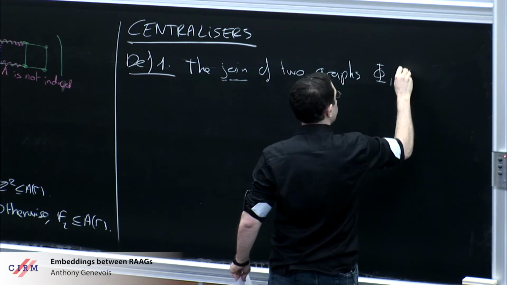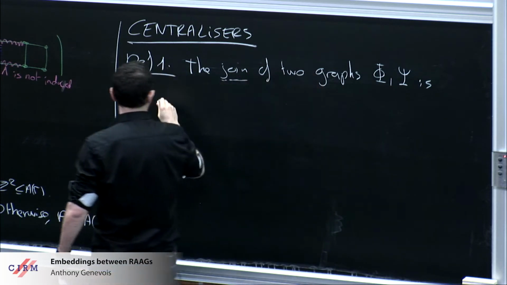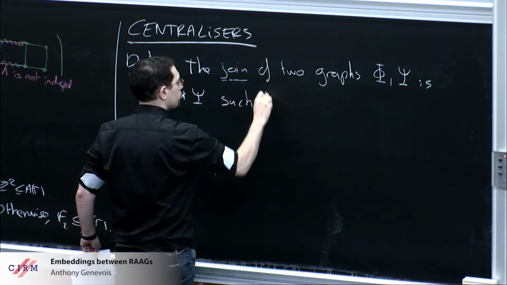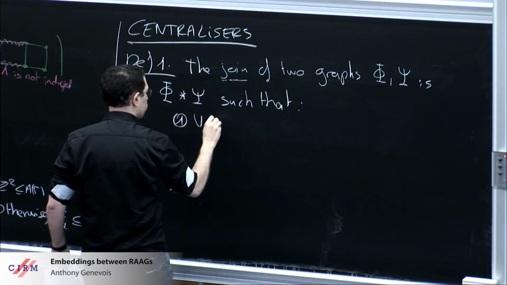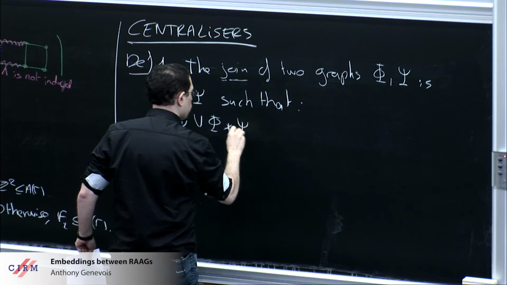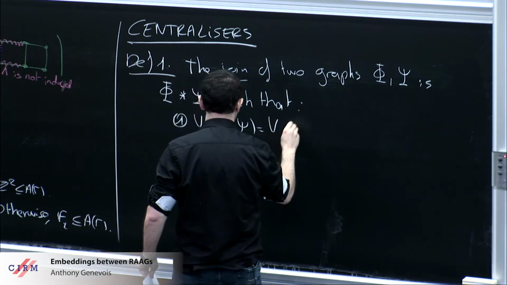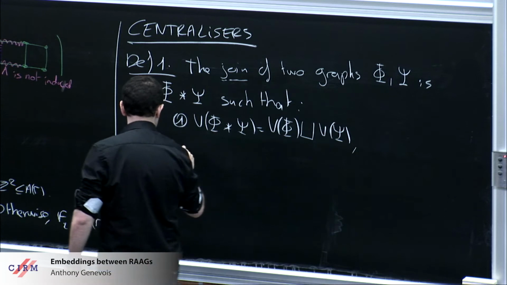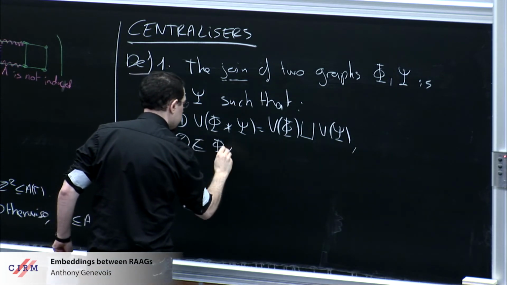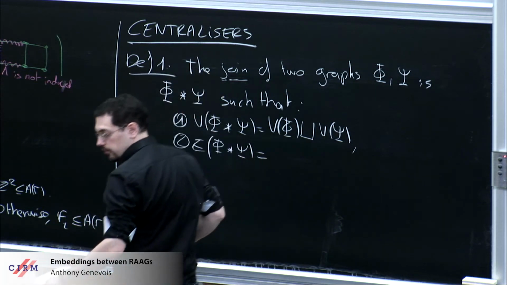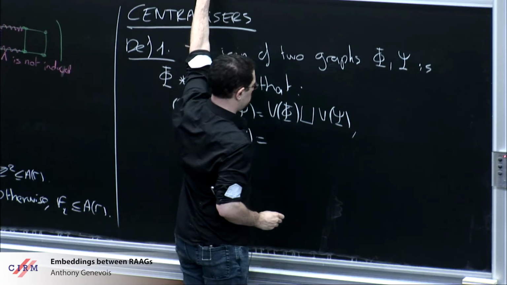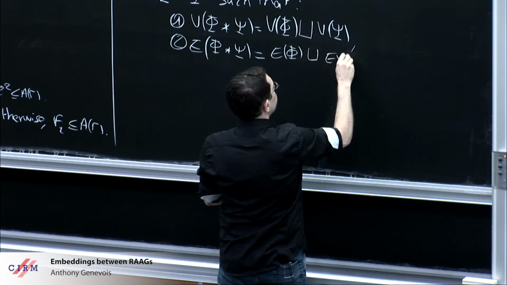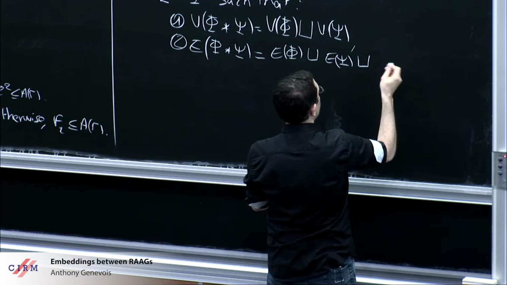Say P and C. The set of vertices is just a disjoint union of the vertices of the two graphs, and the edges are just: you take the edges of the first graph, you take the edges of the second graph, and you take all the edges between the two.